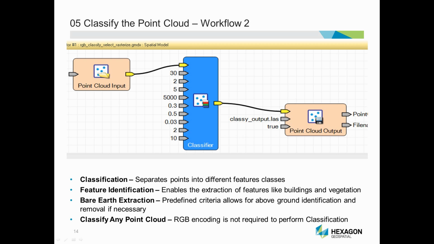And we can classify any kind of point cloud, so it doesn't have to be RGB encoded in order to perform classification. Like I said, you can start with a LAS file from a LIDAR sensor that doesn't have RGB encoding. It doesn't matter. As long as it's a LAS file format, it will come in and be useful, much like any RGB encoded LAS file created from any semi-global matching algorithm.